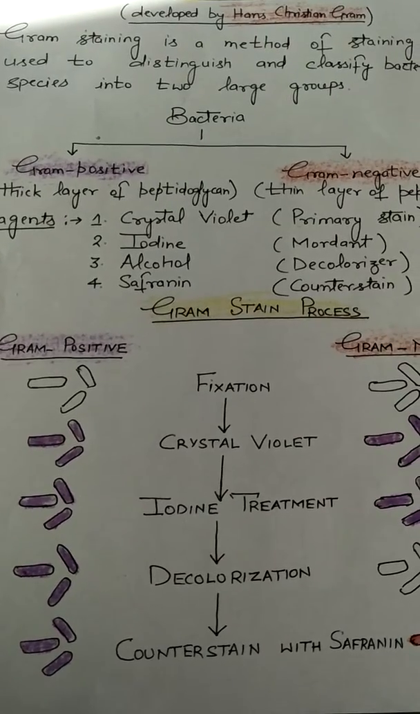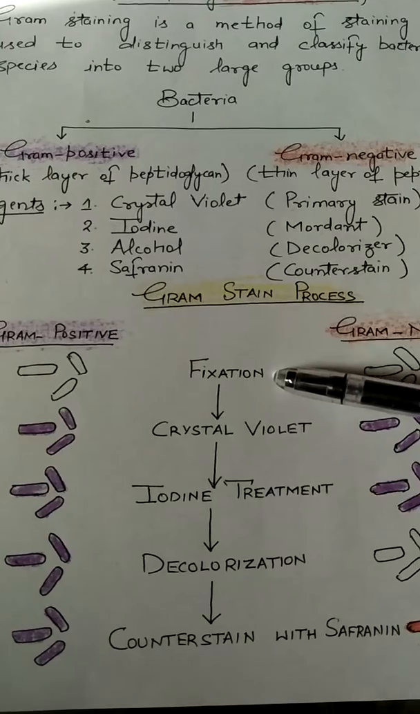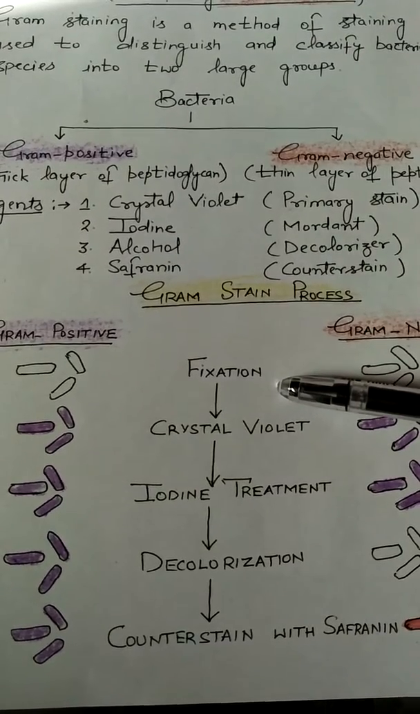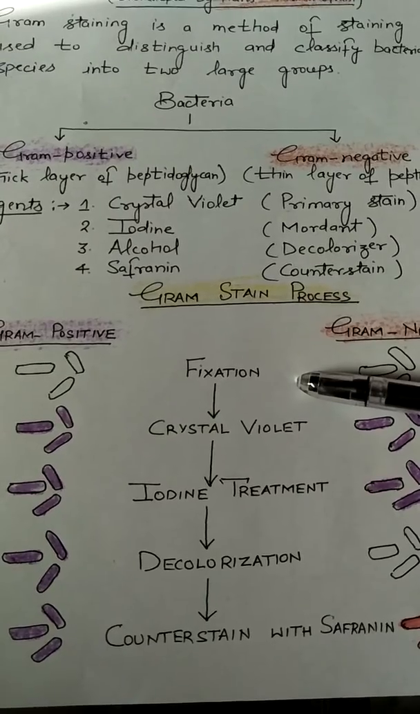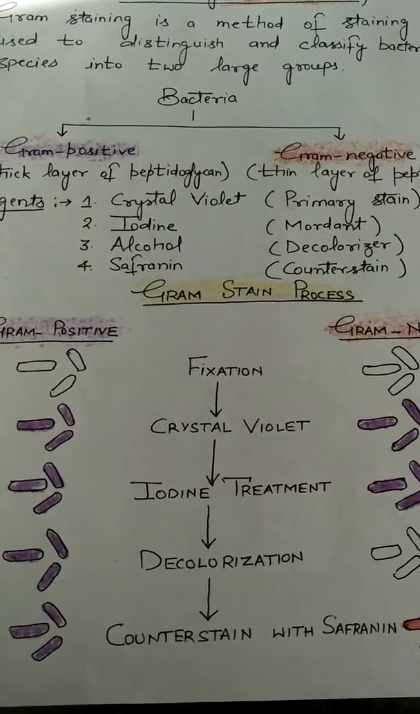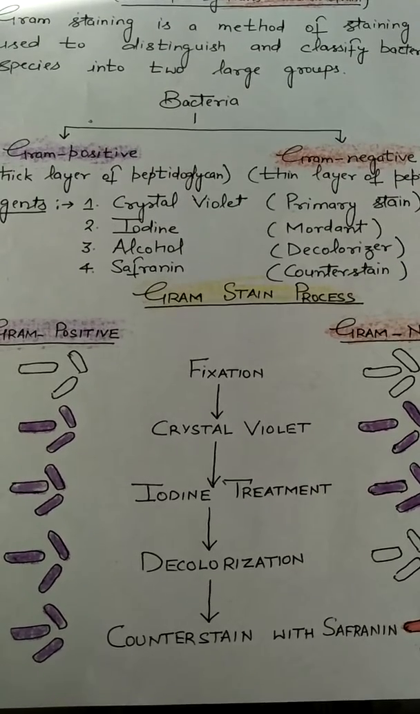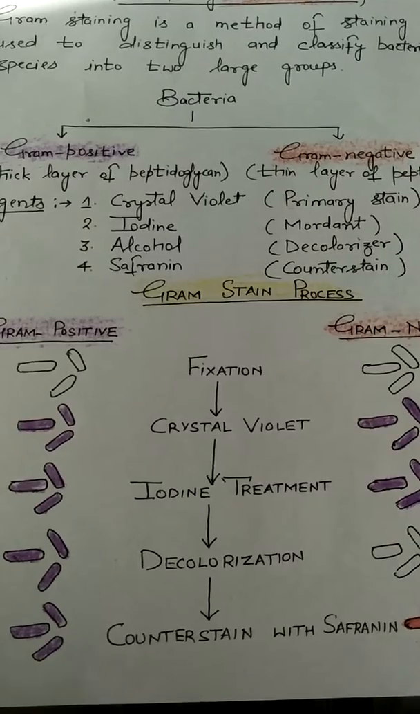Let's talk about the procedure now. First step is fixation, right? In this step, we fix material on slide with methanol or heat. If slide is heat fixed, allow it to cool for some time before applying the stain.